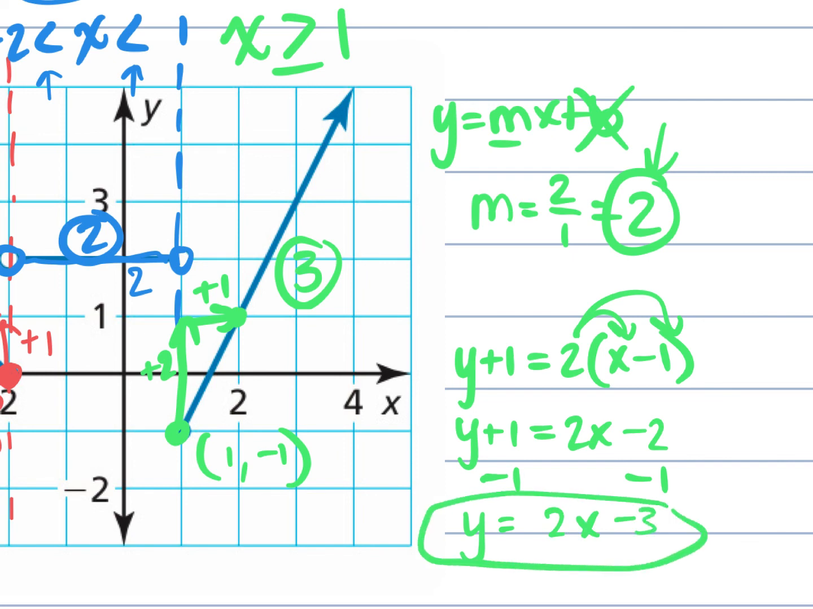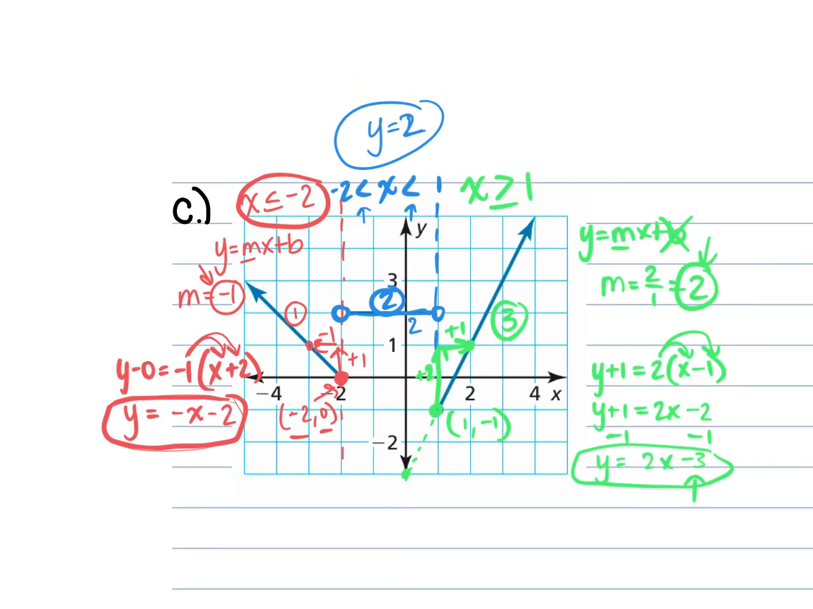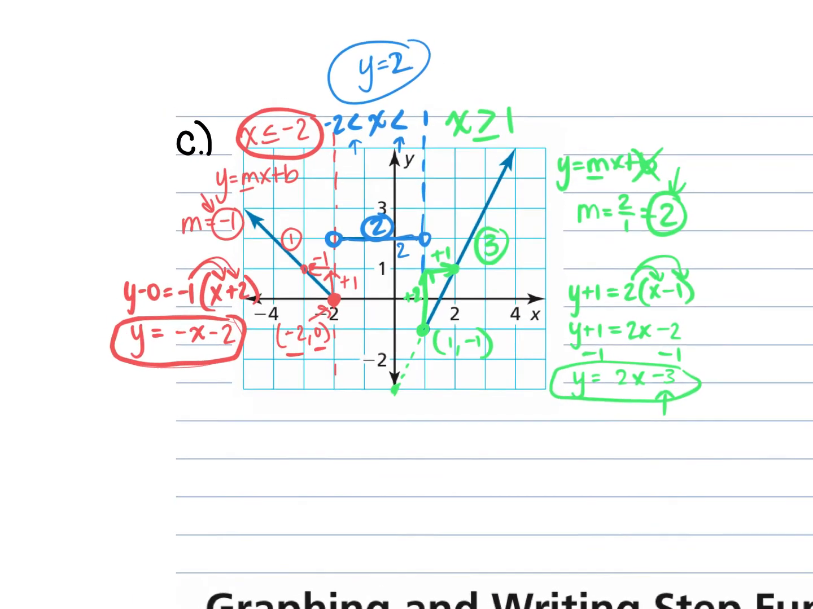And a great way to check it, guys, is if you were to continue this line, hypothetically, it kind of looks like it's going to intersect the y-axis at -3, which is the y-intercept we got in our equation. Okay, so now all I have to do is write it as a singular piecewise function.